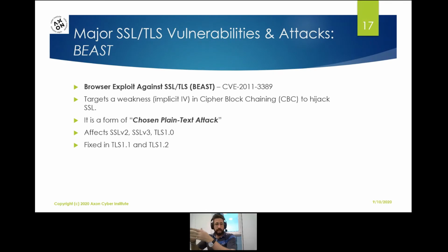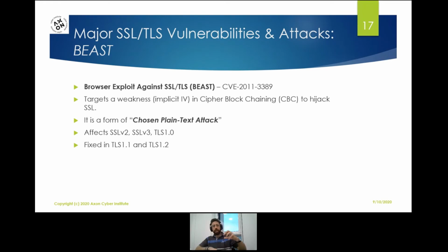Okay, let's get into the major attacks and the major vulnerabilities that happen in SSL, different SSL protocols and the TLS protocols. The first one we will look at is called the BEAST attack. The BEAST attack, it's a vulnerability and an attack at the same time. It was discovered in 2011 and was given a particular CVE. It's an acronym for Browser Exploit Against SSL/TLS.